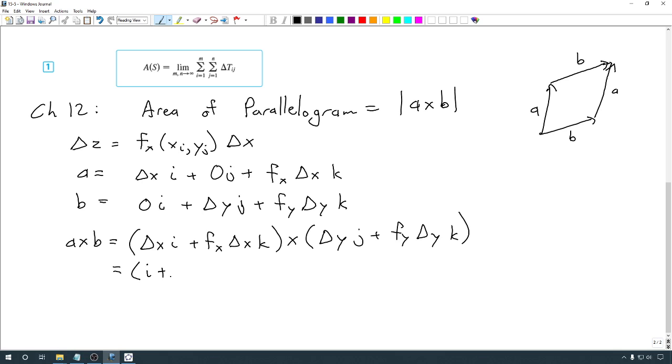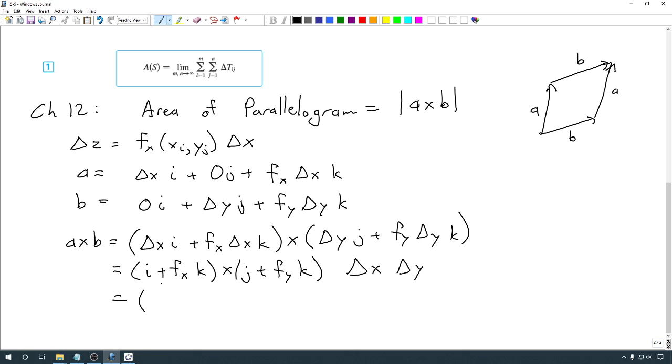So this first one, once we pull out the delta x, we have i plus f sub x times k. This one we have j plus f sub y times k. And then I'm going to put the delta x, delta y at the back. When we go ahead and actually do this computation, the fact that we did have zeros there does help us out a good amount.